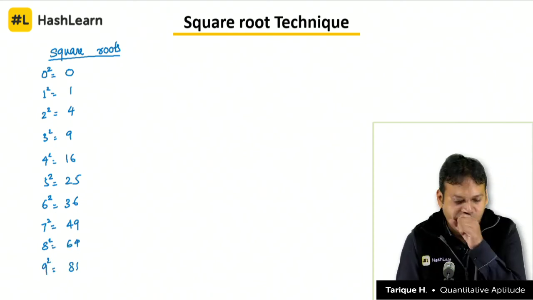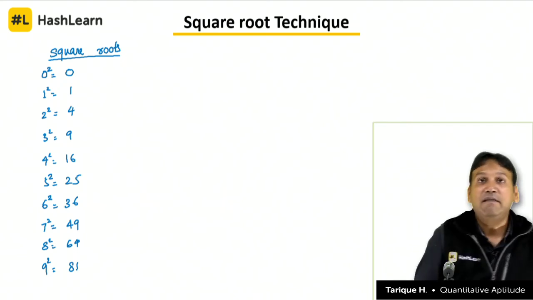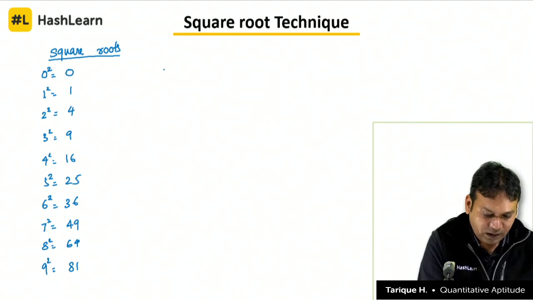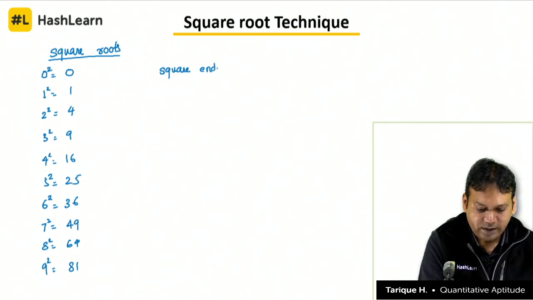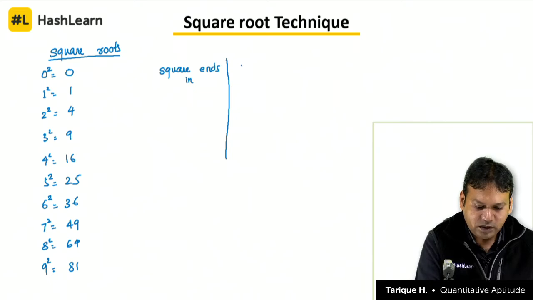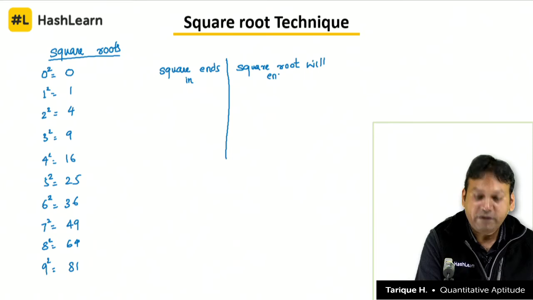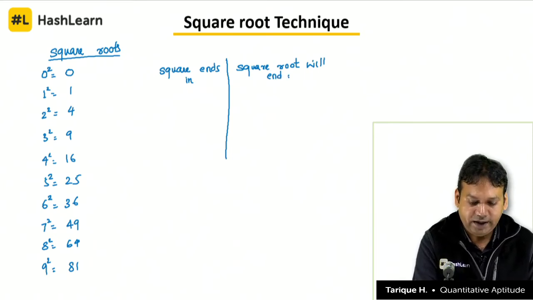So, what we do by writing these numbers is we look at the last digit of the squares, okay, and then we will look at the last digit of the square root. Square ends in, and based on this we will find out the square root will end in how much. So, this is a technique of finding out the square root of perfect squares, okay.